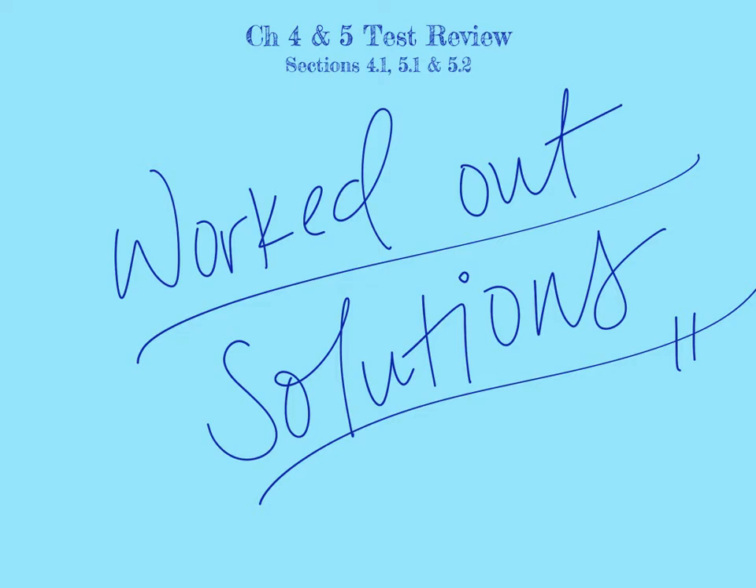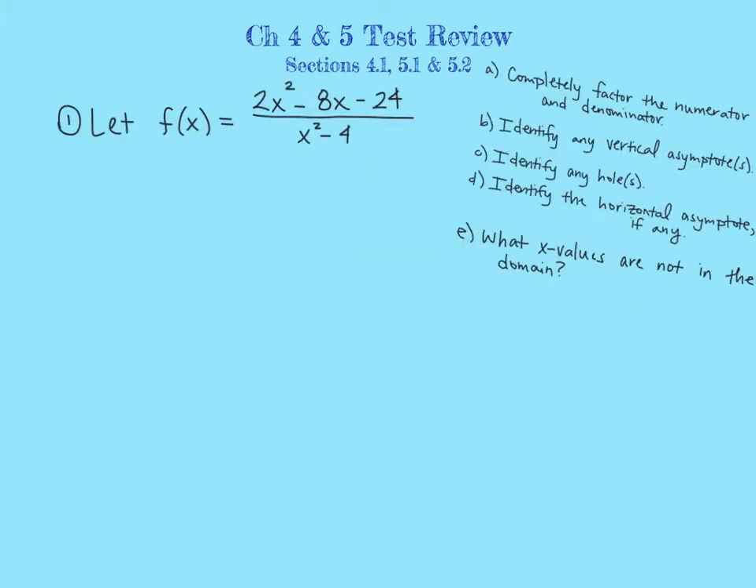Welcome to the worked out solutions. In number 1, we have a rational function f of x, and we will work through parts a through e. In part a, we want to completely factor the numerator and denominator in order to set up this problem in order to identify parts b through e.